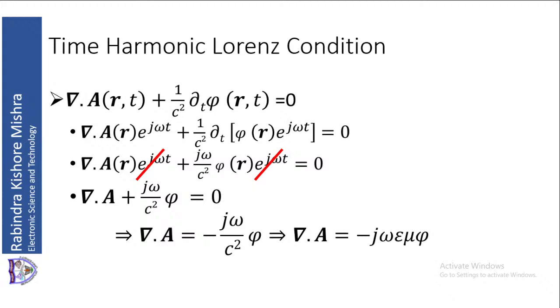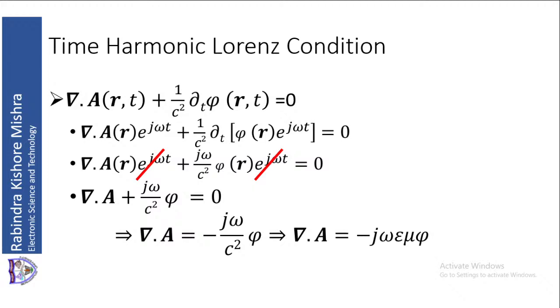Now exponential j omega t is on both the terms. Since the right hand side is 0, and exponential j omega t is not equal to 0, we can cancel it out from both the terms. That will leave us divergence of A plus j omega by c square into phi is equal to 0. So this is the Lorenz condition in time harmonic form.